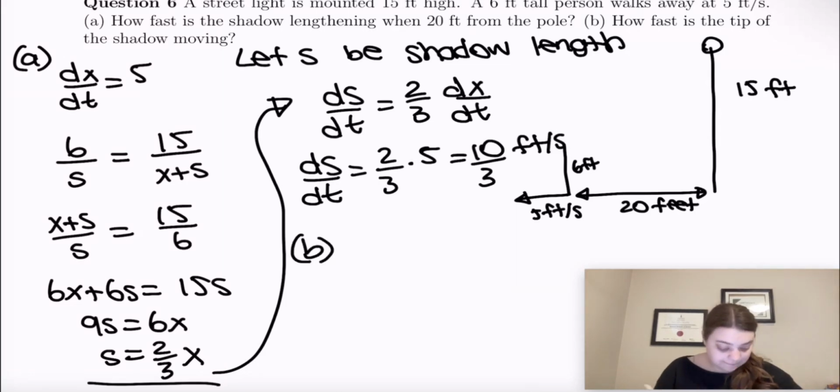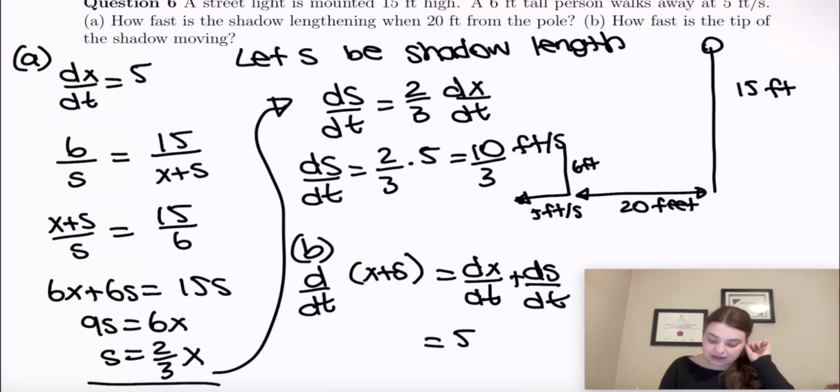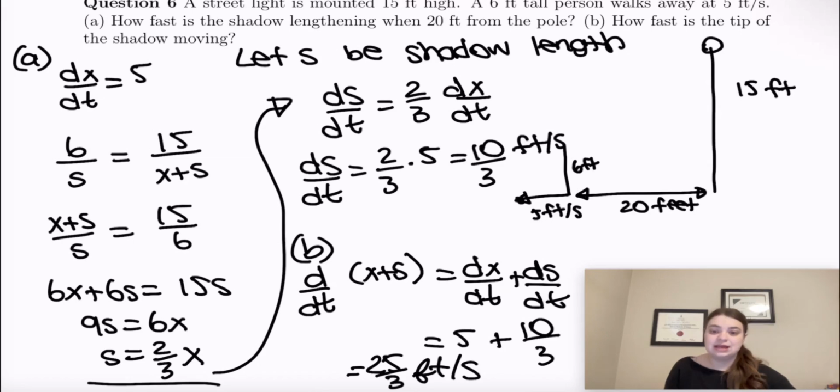Okay, now what about part B? For part B, we want to know the tip of the shadow specifically. How fast is the tip of the shadow moving as the person walks when they're at that 20 feet point? For this one, it's d over dt of x plus s, which is equal to dx over dt plus ds over dt. We know dx over dt is 5, plus 10 over 3, and that's going to be 25 over 3 feet per second. And so that's the answer for part B.